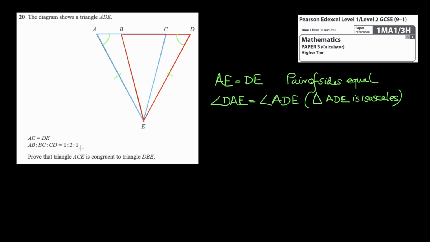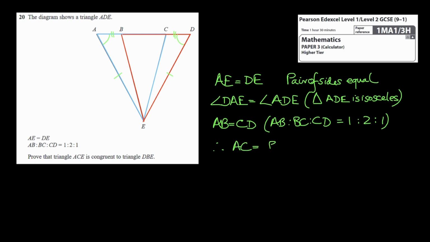Well, that comes from the ratio here. That ratio means that this length here, that AB, is equal to CD. And they share a common BC. So it means that AC must equal BD. So writing that down, AB equals CD. And that's because, and therefore, because they share this common ratio, I can say that AC is equal to BD.